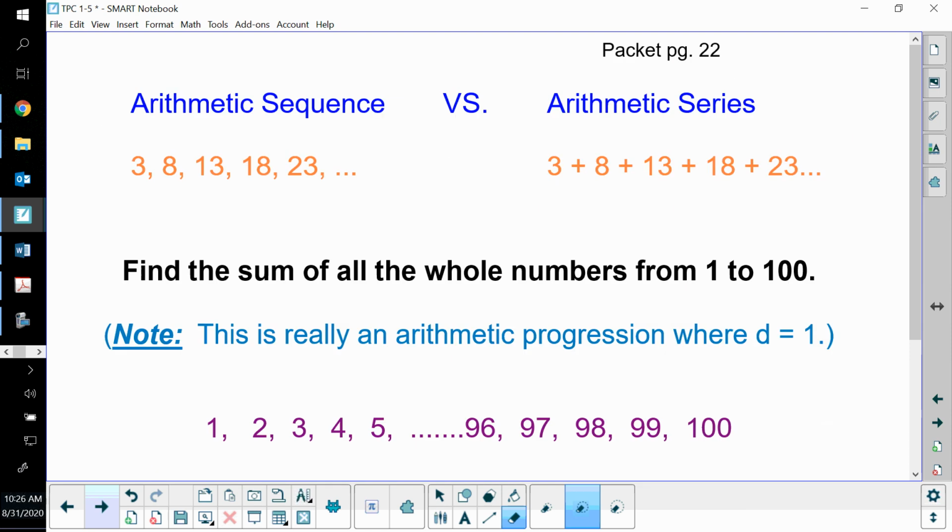So we'll start today on page 22. The first few days of this unit, we looked at sequences, also sometimes called progressions. And a sequence is a list of numbers that has some type of pattern to it. Well, when you decide to then add up that list of numbers, it now becomes a series. So that's a key thing. When you see the word series, you need to know we are going to then add up all the terms.